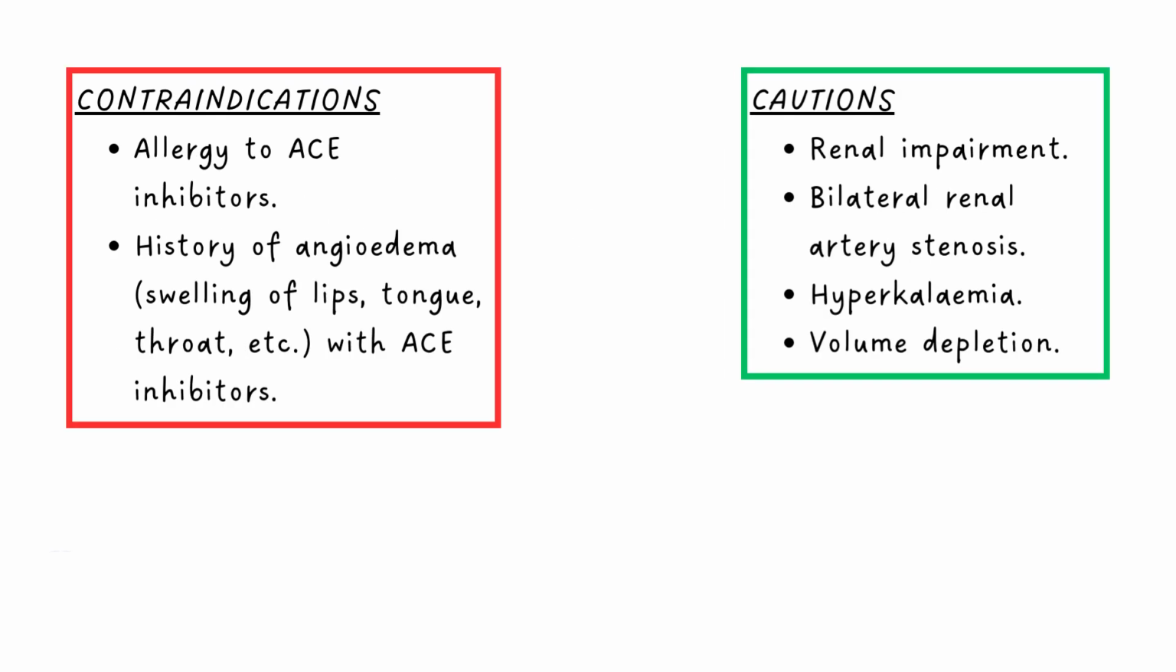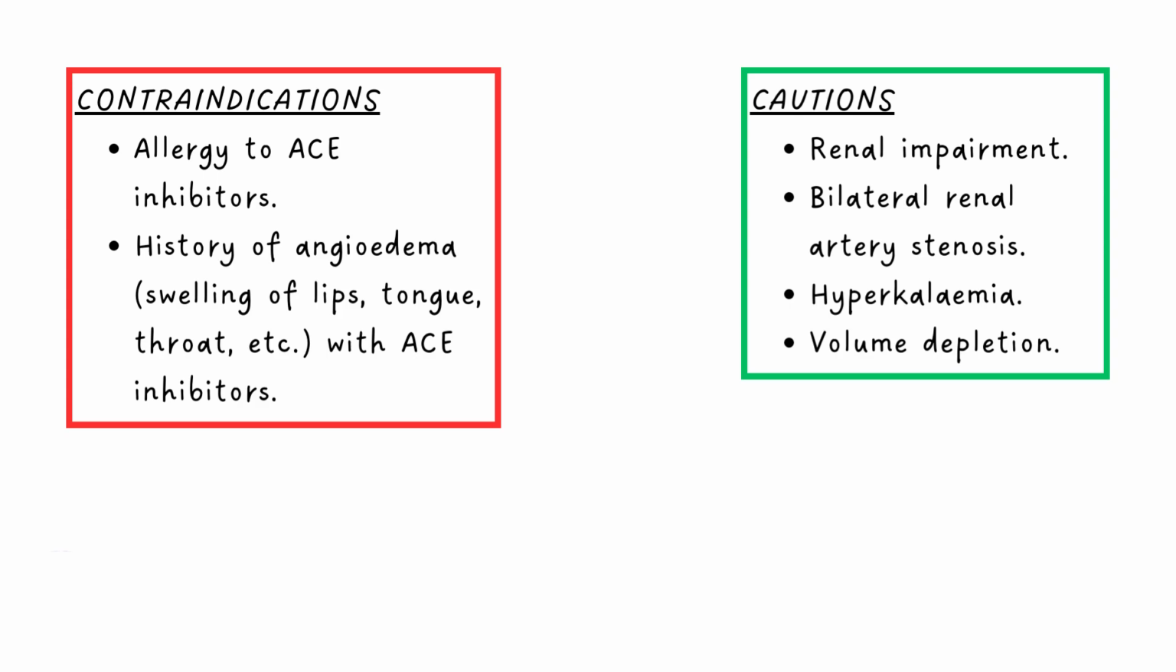So when shouldn't we give an ACE inhibitor? Well, the obvious one is an allergy or hypersensitivity to an ACE inhibitor. And also, if a patient has had a history of angioedema, which is a significant side effect that's quite serious, that can be caused by ACE inhibitors. And it causes swelling to the lips, tongue and throat. But specifically if they've had angioedema with ACE inhibitors.